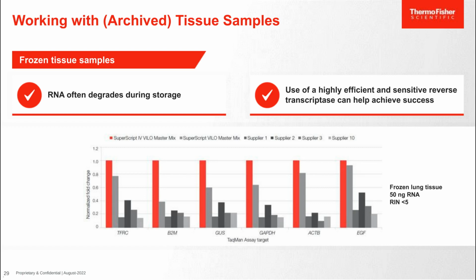CT values, as before, were normalized to the SuperScript IV VILO master mix. Across the board, the different RT reagents used resulted in very different efficiencies with this degraded sample type. This is highlighted just to again stress the importance of your RT reagent choice in order to obtain high-quality results.